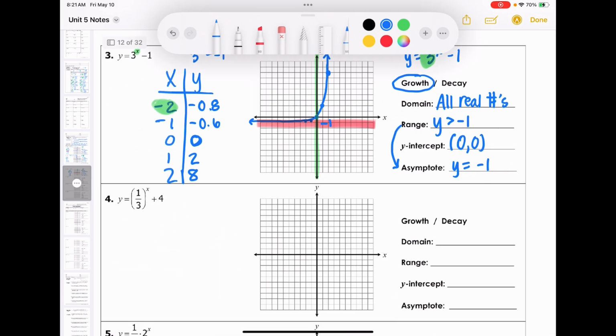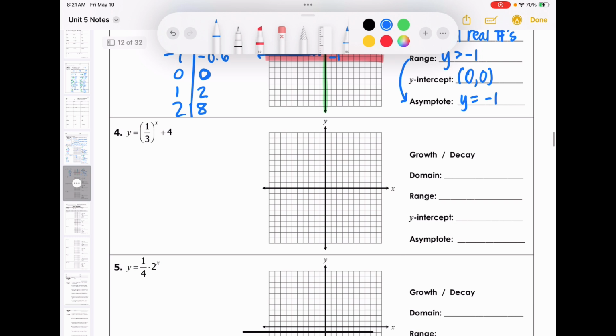All right, number 4. We have y equals 1/3 to the x power plus 4. So I'm going to start with my xy table. I'm going to do -2, -1, 0, 1, and 2. All right, I'm going to pause the video here, and I want you to go through and fill out the table on your own.